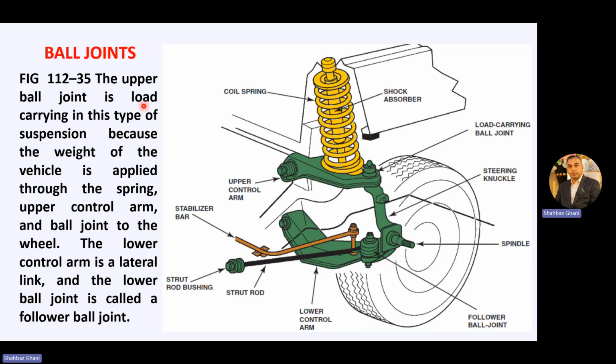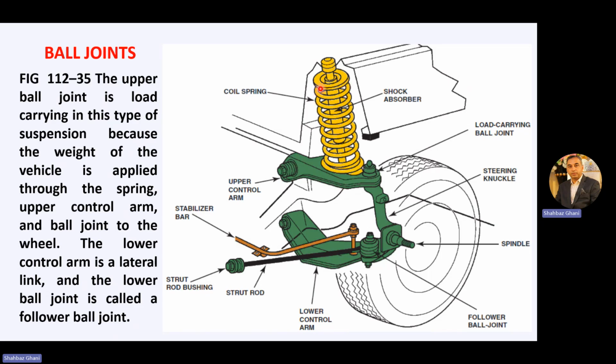Now ball joints. The upper ball joint is load carrying in this type of suspension shown in this figure because the weight of the vehicle is applied through the springs, upper control arm and the ball joint to the wheel. The lower control arm is a lateral link and the lower ball joint is called the follower ball joint.